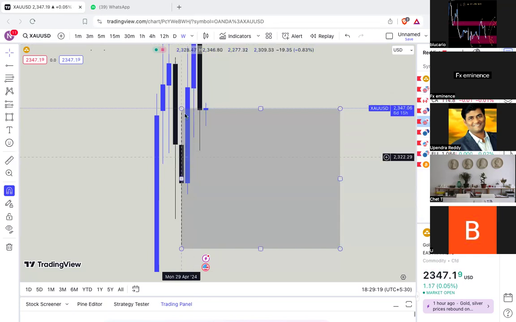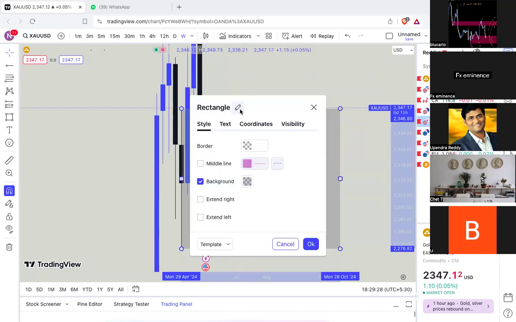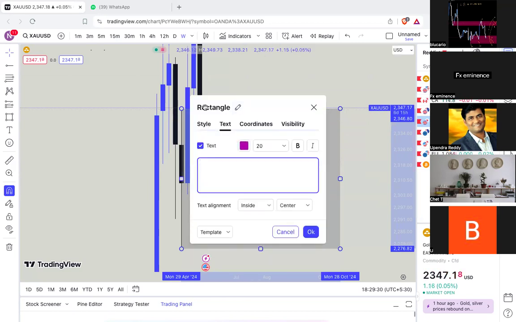If you are marking on weekly, you should mark the key level on H4. This is how you should mark. I'll write it here. If it is H4, you should mark on M15. If it is daily, the key level should be marked on H1. And if it is weekly, you should mark it on H2.